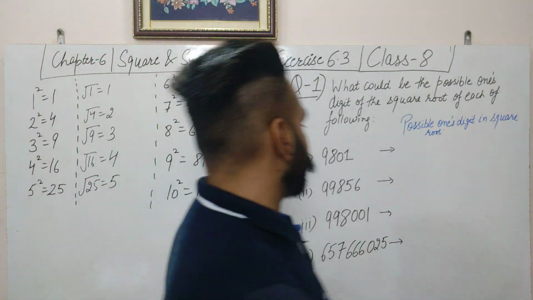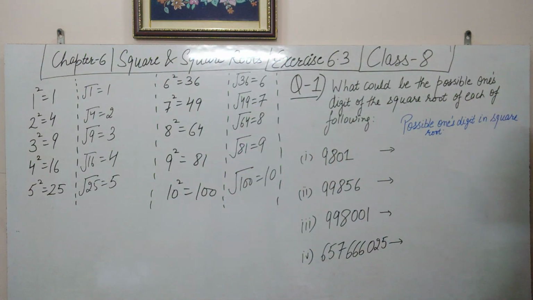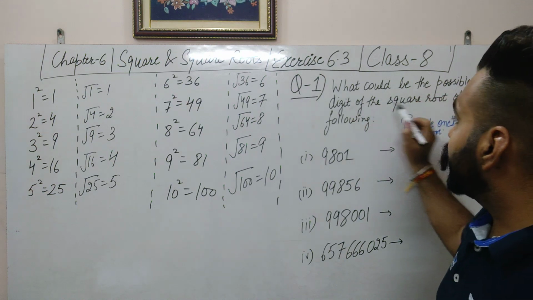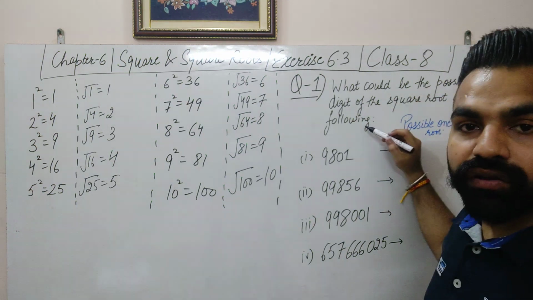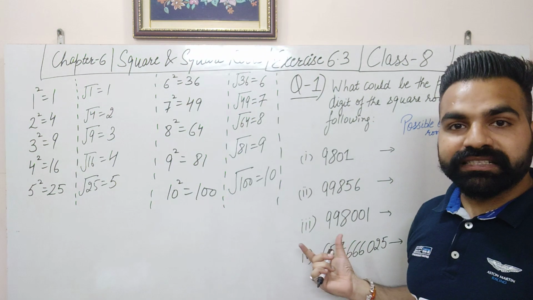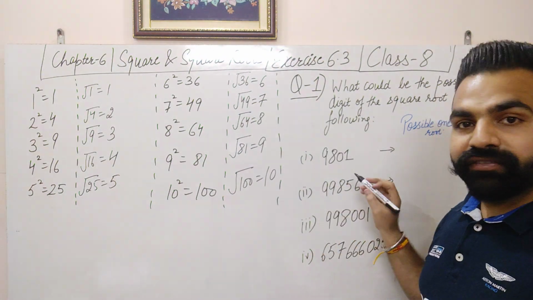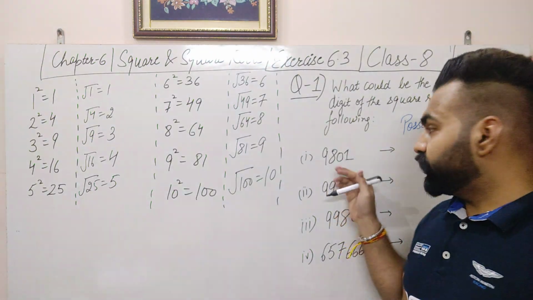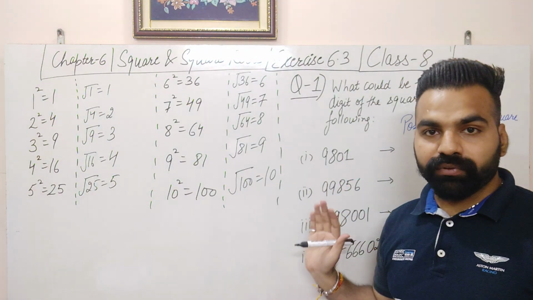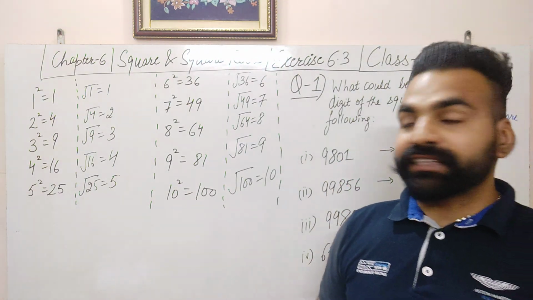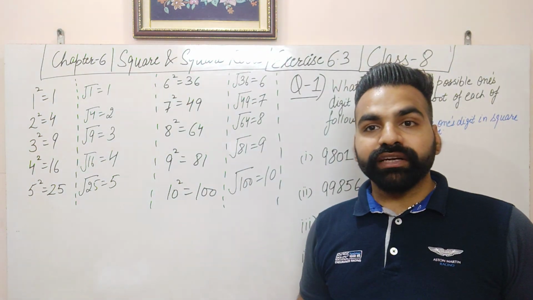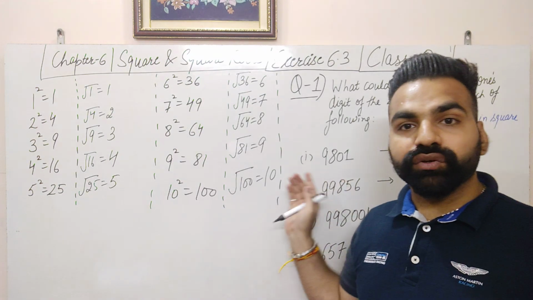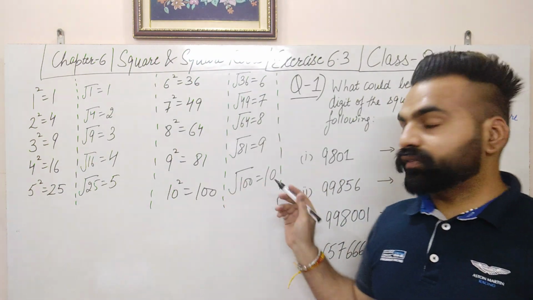Now let us see question number 1 of exercise 6.3. What could be the possible ones digit of the square root of each of the following? We are given 4 numbers here and we have to tell what are the possible unit digits of the square roots of these 4 numbers. In the previous exercise we found the unit digit of the square of any number, but here we have to find the unit digit of the square root of this number.